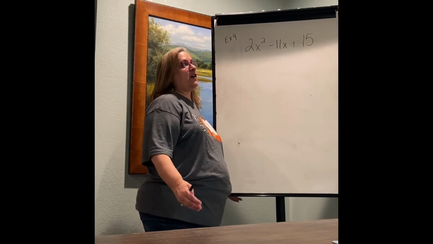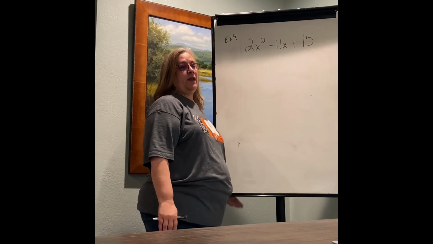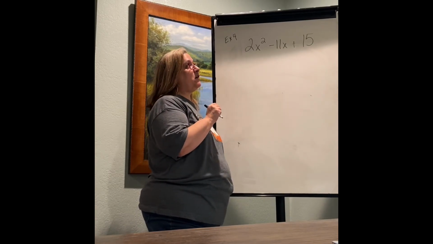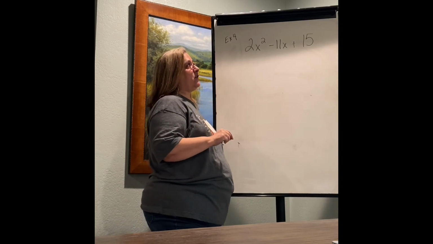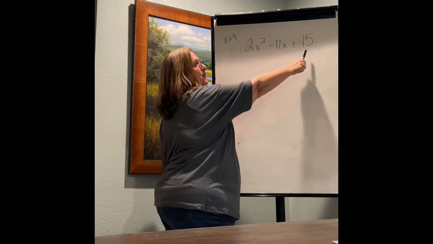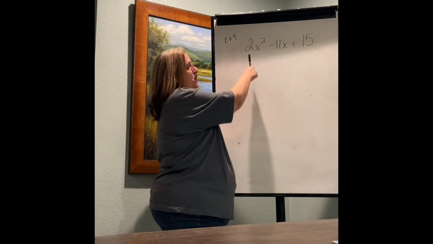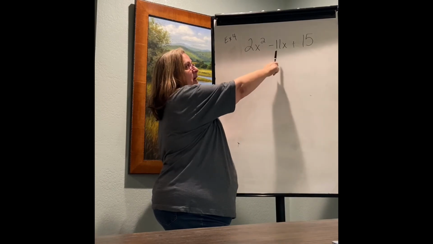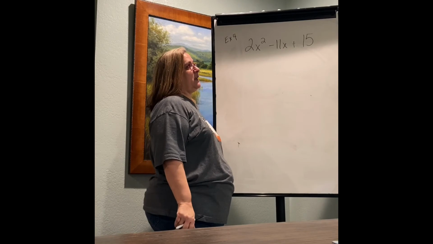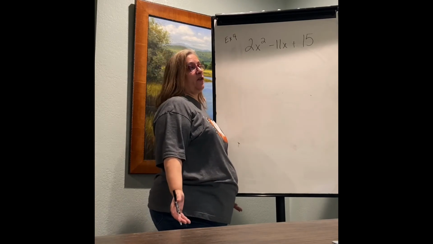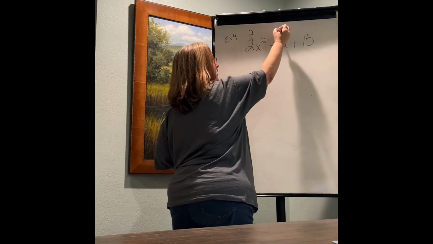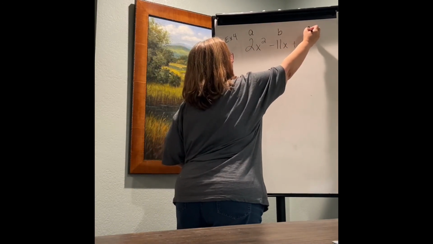Okay guys, this is our fourth and final example. So the first thing we're going to do is check to see if our trinomial has a greatest common factor. So we have a 2, a negative 11, and a positive 15. Well, 2 is a prime number and it's 2 and 1. 11 is also a prime number, which is 1 and 11. And then we have 15. So there is not a greatest common factor. So we're just going to go ahead and label A, B, and C.